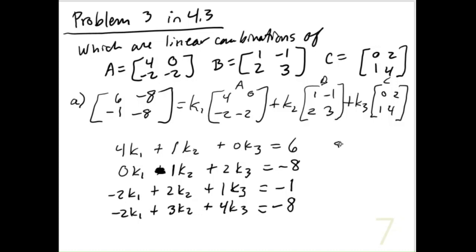So what are we going to do? We're going to solve for K1, K2, and K3. Those are going to act as our unknowns in this particular system.